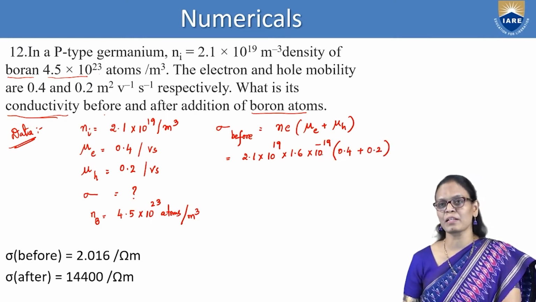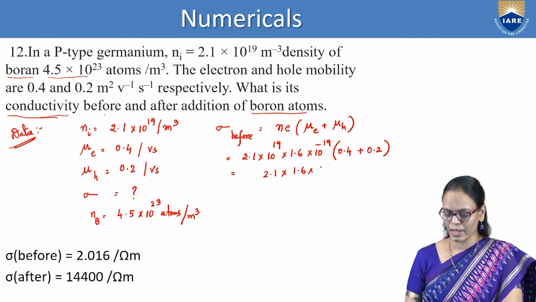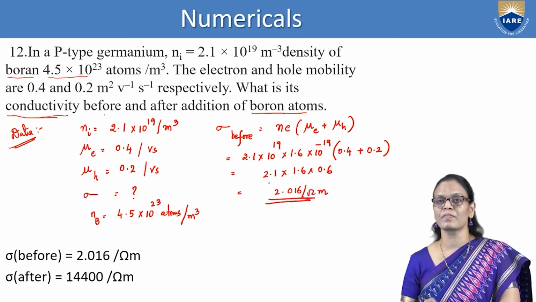10 power plus 19 minus 19 will get cancelled. So 2.1 into 1.6 into 0.6. This will give us 2.016 per ohm meter. This is the conductivity before.